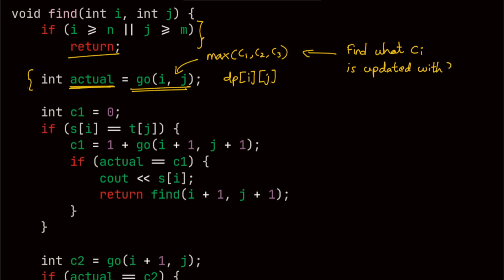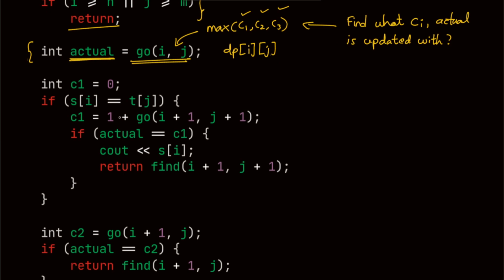We need to find out that actual is updated with what value. It could be either c1, c2 or c3. If it is c1, that means this value, go(i+1, j+1) + 1, should be equal to this value that we know, which is the answer for this particular state. If that is the case, that means this particular one corresponds to the subsequence that we were constructing, and this is the maximum length subsequence for this state.